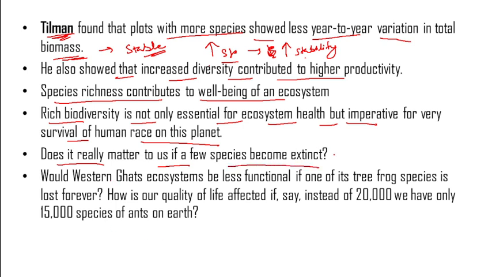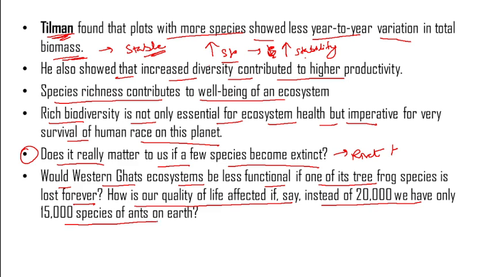So we will get to know this in case the question comes in your exam. You are going to write the answer to this question by explaining the rivet popper hypothesis. I'll just tell you about it. Would the Western Ghats ecosystem be less functional if one of its tree frog species is lost forever? How is our quality of life affected if, say, instead of 20,000 we have only 15,000 species of ants on earth?